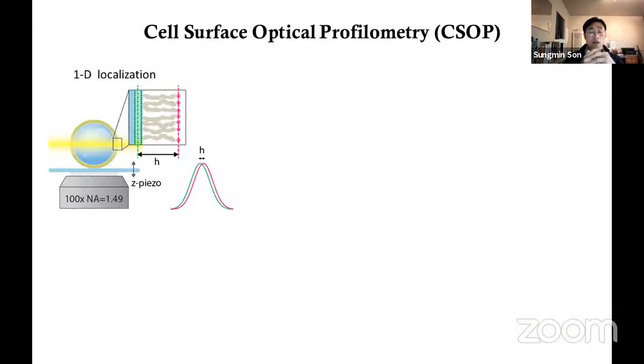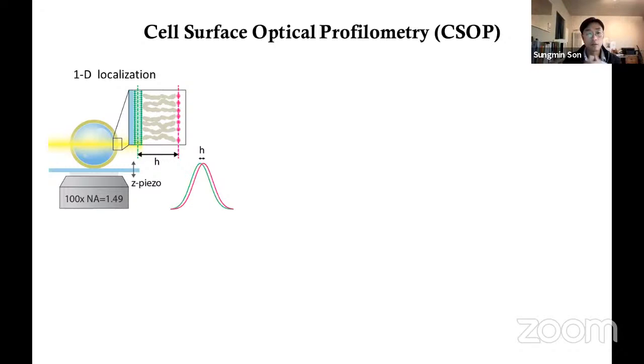Okay, so I saw some needs for a new tool to study this, and basically the idea of cell surface optical profilometry is a 1D localization, right? So let's imagine there are these two lines of different colors. Say the membrane is green and the tip of the protein is labeled with red. If you use confocal microscopy to localize these planes, then what you see in the image will be a very thick line that is 200 to 300 nanometers thick and mostly overlapping each other.